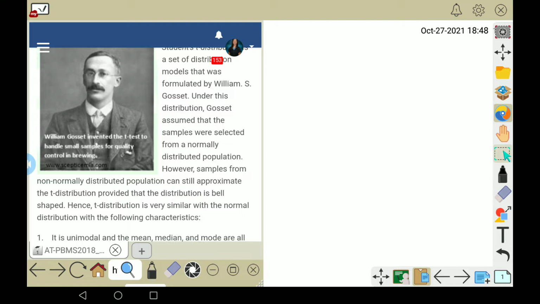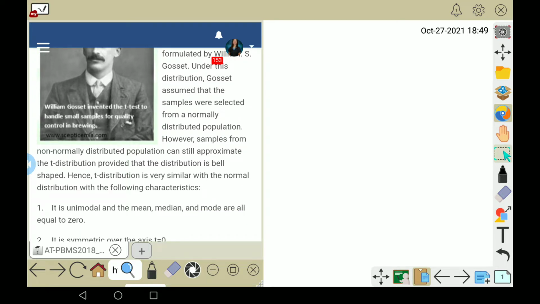In chapter 2, we already encountered the Z distribution. But when we say Z distribution, more likely we are dealing with a population, and that is why we always assume that the curve will be equally distributed. So what is the purpose of the T distribution? Number one, the T distribution is commonly used when we are dealing with samples. However, samples from a non-normally distributed population can still approximate the T distribution, provided that the distribution is bell-shaped, meaning it is symmetrical and the data is equally distributed. Hence, the T distribution is very similar to a normal distribution, with the following characteristics.